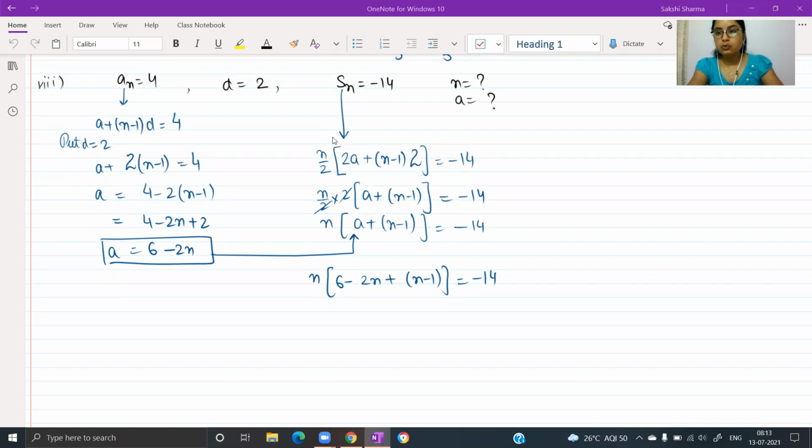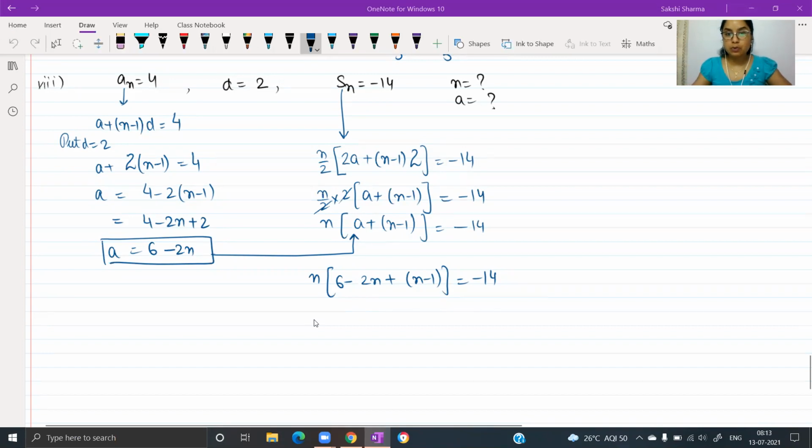What we did to simplify that was, from the first equation, the value of a has been substituted in equation number 2. And this is the new equation. Can you tell me, after simplifying, what's the quadratic you obtain here? If anyone solved this, I hope I'm audible.